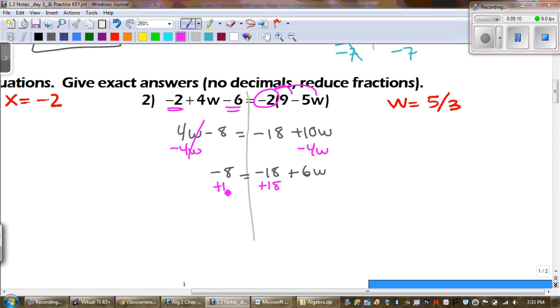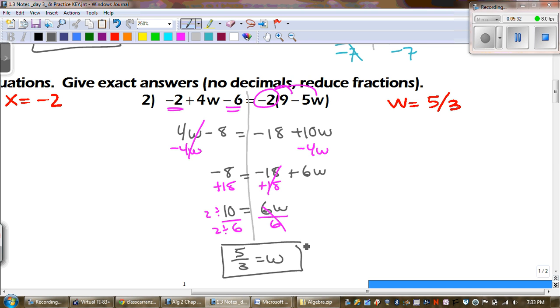Add 18 to both sides. And we get 10 equals 6w. And the last step is to divide. Now 10 over 6, we can divide both of those by 2. And that's where our final answer of 5 over 3 equals w comes from.